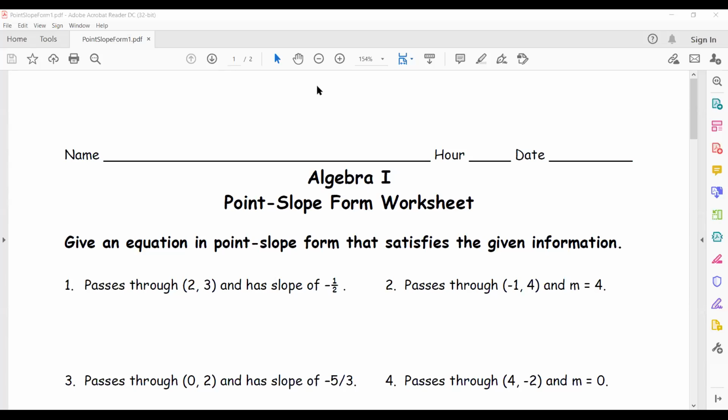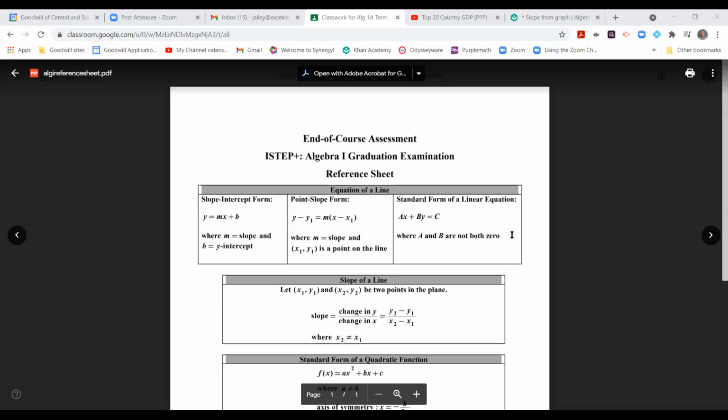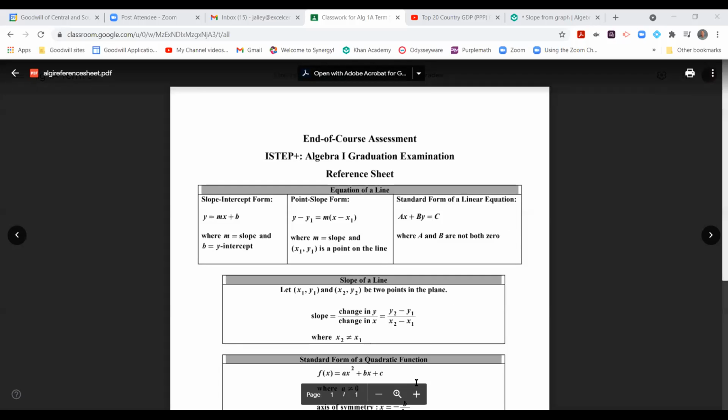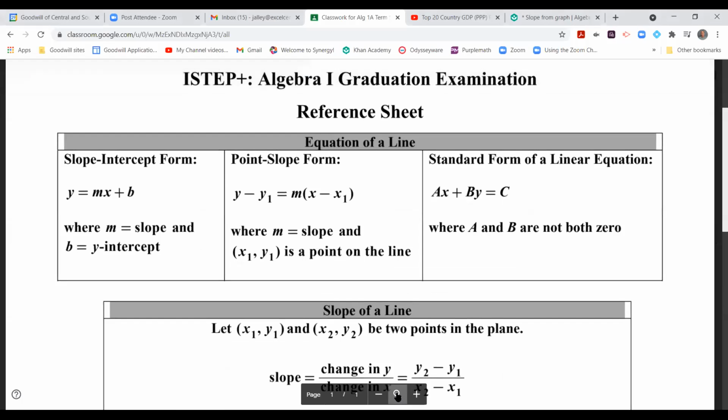Probably don't remember, or maybe you do remember what point slope form looks like. So I'm gonna pause one more time. From the class materials, point slope form is that equation that's in the middle of that top group. First equation on the left is that slope intercept that we use all the time.